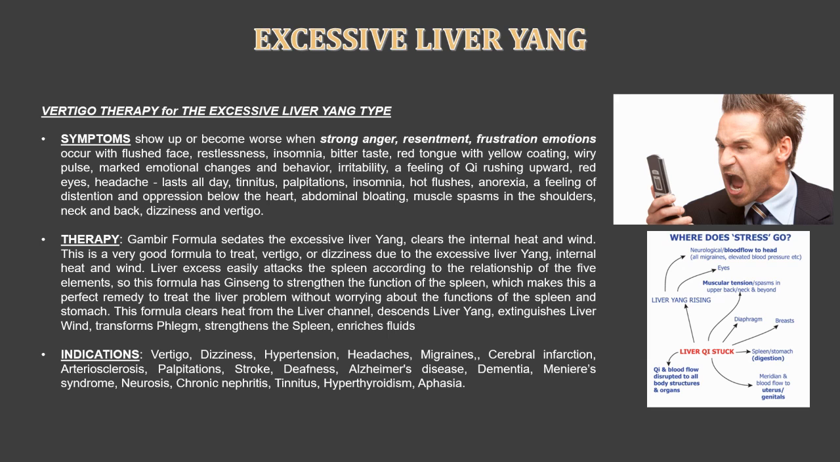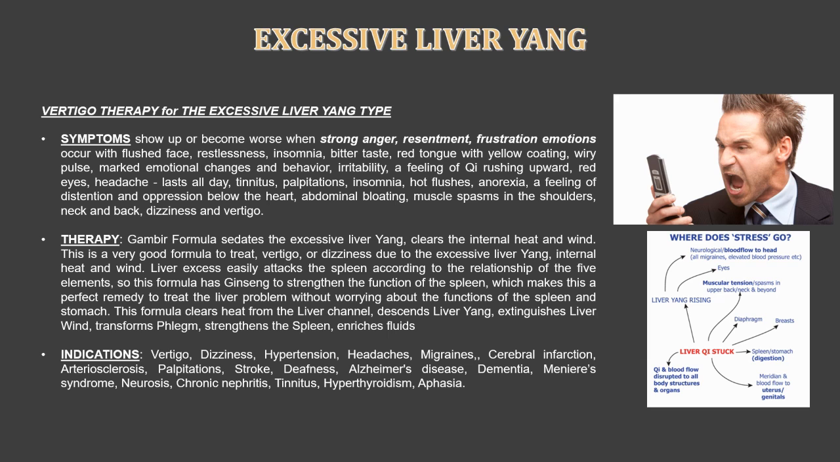coating, wiry pulse, marked emotional changes and behaviors, irritability, a feeling of qi rushing upward, red eyes, headaches, and when it all lasts the whole day, when you have also tinnitus, palpitations, insomnia, hot flushes, anorexia, feeling of distension and oppression below the heart, abdominal bloating, muscle spasms in the shoulders, neck and back, as well as dizziness and vertigo.